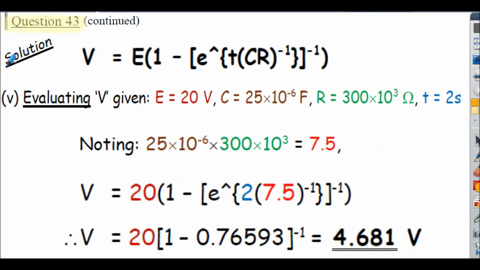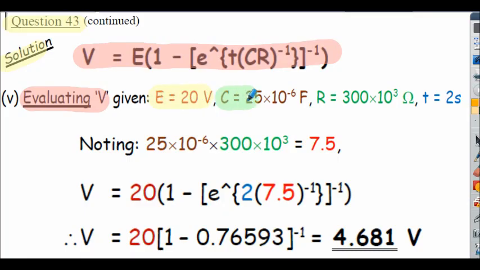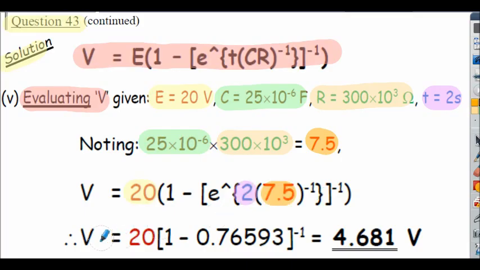Question 43, solution continued. So here's our derived equation. We've got to use it to evaluate v, given the values here. They're all extracted from the question. E is equal to 20 volts, C is equal to 25 microfarads, R is equal to 300 kiloohms, and t is equal to 2 seconds. Just note, for convenience of the calculation, I've multiplied C by R here, which simplifies to 7.5. I simply insert the values into the above equation, and I find that V is equal to 4.681 volts. So that's a full worked solution to question 43.